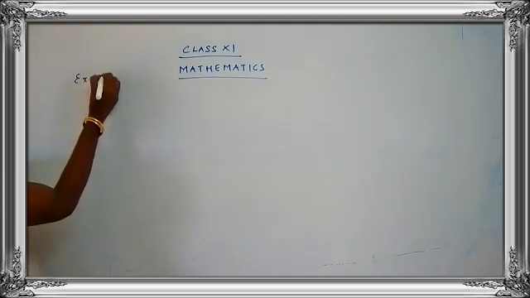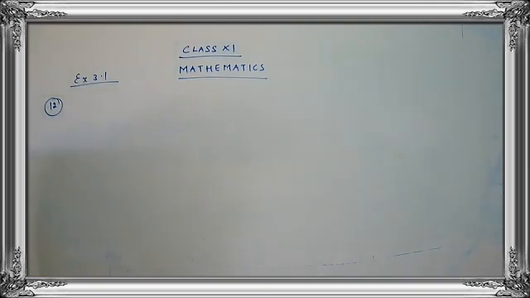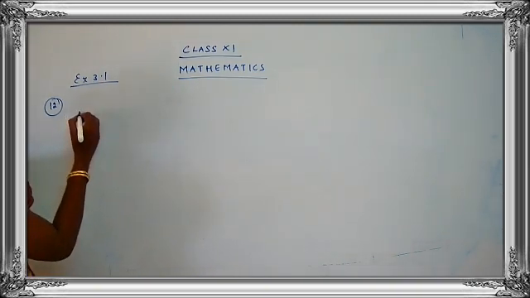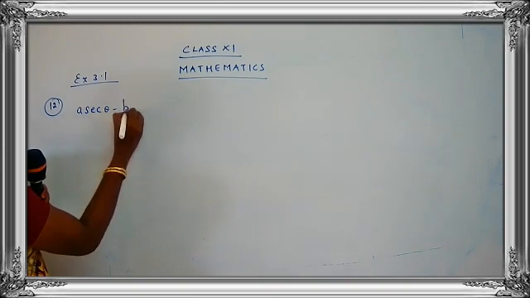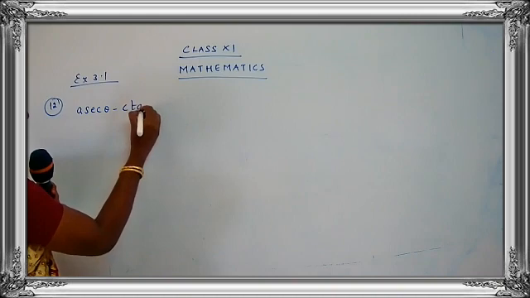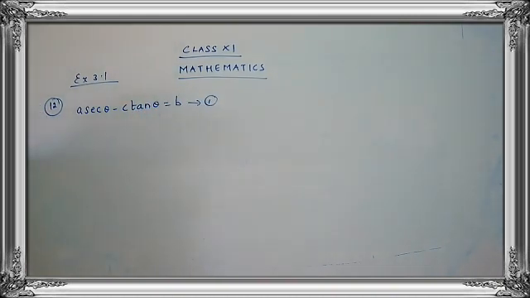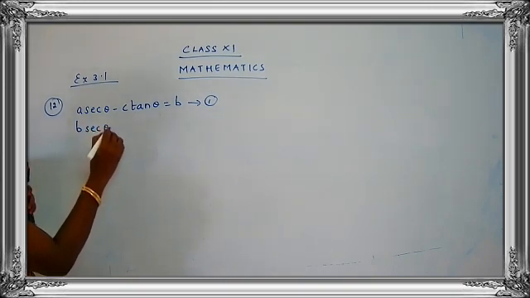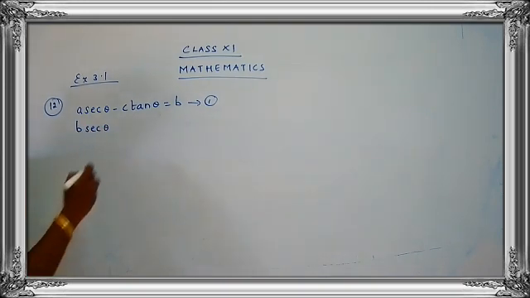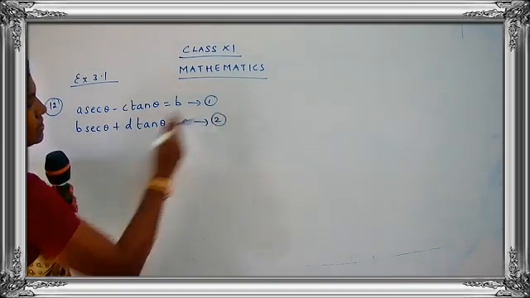So from exercise 3.1, we are going to do the last sum, that is sum number 12. So write down the equation. What is given to you? A sec theta minus c tan theta is equal to b. This is one of the equations given to you. So write this as number 1. And one more equation is given to us: b sec theta plus d tan theta is equal to c. Okay, so these are the two equations which are given to us.